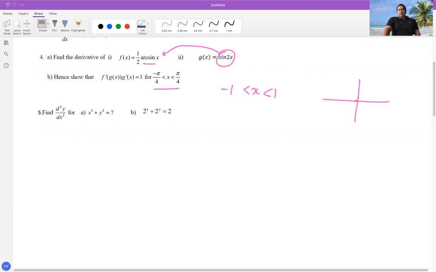So if you simply look at the sin x graph, where it is between -1 to 1, this is minus pi by 2 to pi by 2. But since this is the sin 2x graph, it will be minus pi by 4 to pi by 4, which will make the function one-to-one.